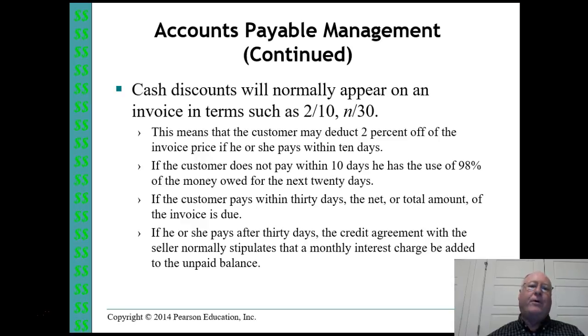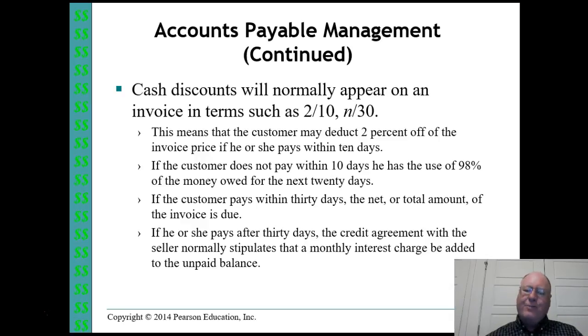Let's just look at an example. If somebody sells you something and you owe them money and the terms are 2/10 net 30, what this means is if you pay within 10 days, you can take 2% off. In other words, you're paying 98% of the invoice itself. If you don't pay within 10 days, then the net amount is due at 30 days. And if you don't pay within 30 days, then quite often the agreements will say there'll be a monthly interest charge added to the unpaid balance. For example, it might be 2% for every 30 days after that.